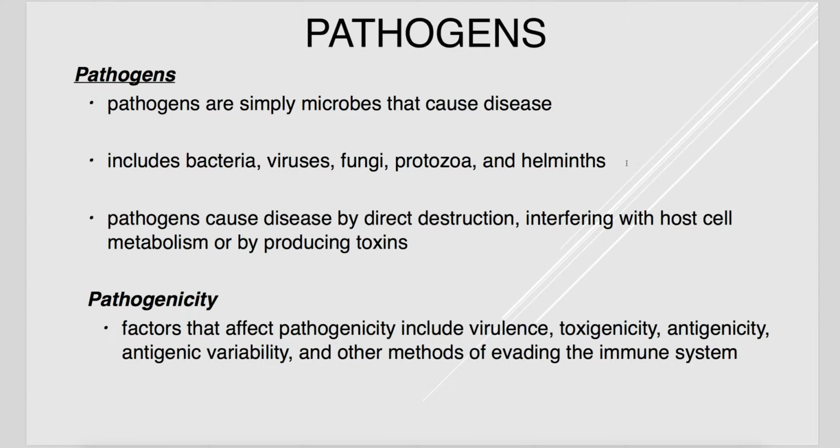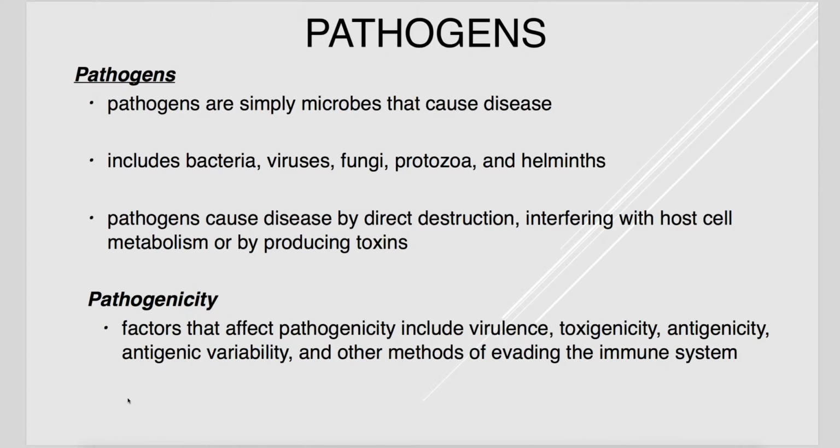Now, pathogenicity, that's just the ability for a pathogen to cause disease. And things that affect pathogenicity are things like virulence. Virulence is basically how pathogenic a microbe is, so how potent a microbe is. Toxigenicity, this is the ability for a pathogen, like bacteria, to produce toxins. Antigenicity, this is basically how well our immune system recognizes a particular pathogen. Antigenic variability, this is the ability for a pathogen to change some of its surface antigens.